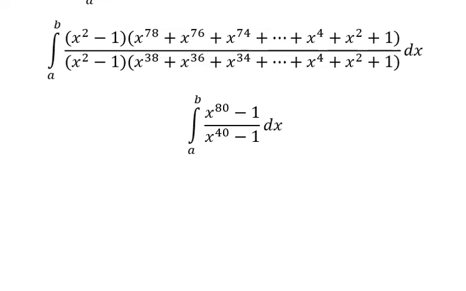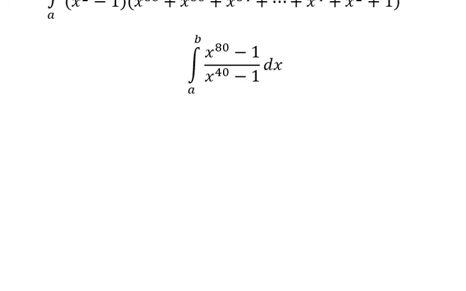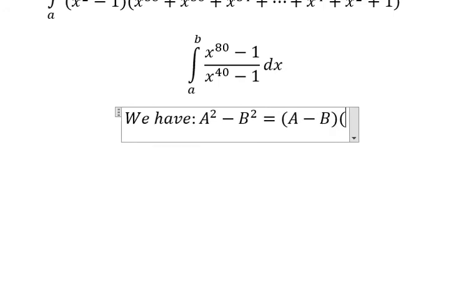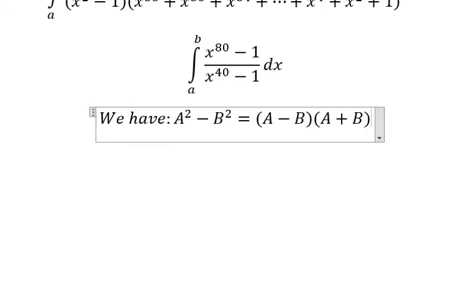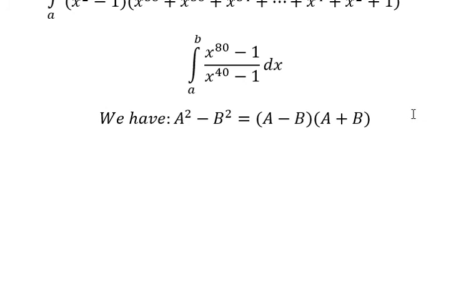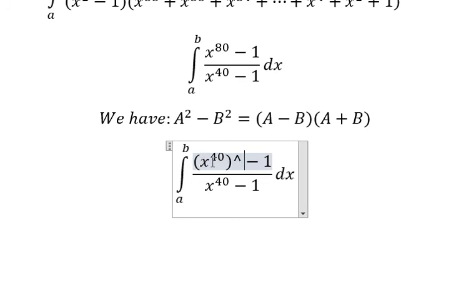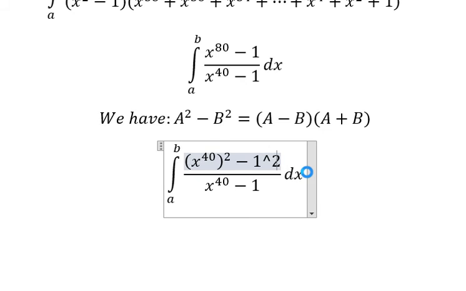Next, we have the formula in here. A squared minus b squared equals to a minus b multiplied by a plus b. So for this one, that is about x to the power of 40 to the power of 2. This one we have 1 to the power of 2.